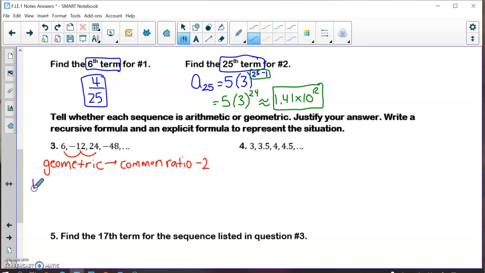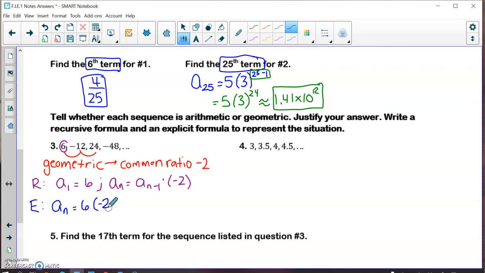Now we write the recursive formula, which would be lowercase a sub 1 is equal to my first term, which is 6, semicolon, lowercase a sub n is equal to a sub n minus 1 times my common ratio of -2. My explicit formula would be a sub n is equal to my first term of 6, and since my common ratio is -2, it absolutely needs to go in parentheses, and it will be raised to the n minus 1 power.